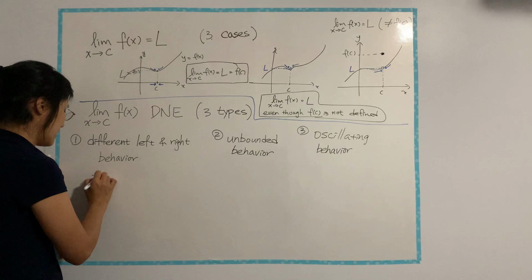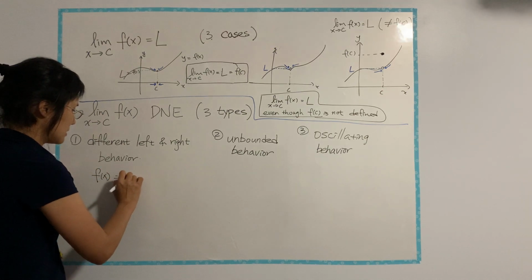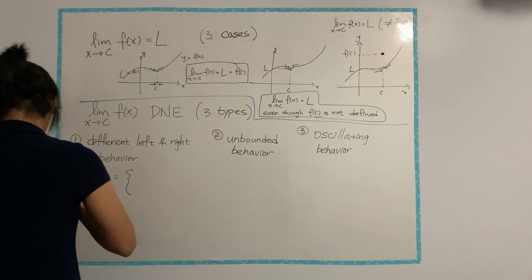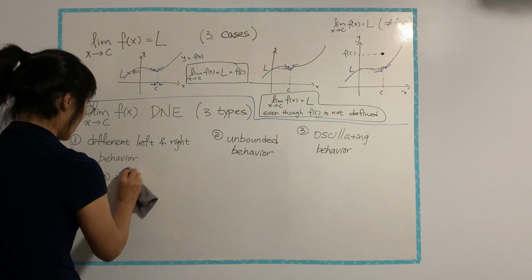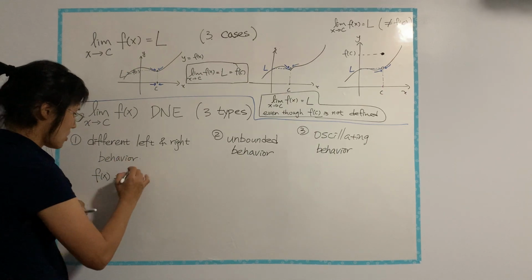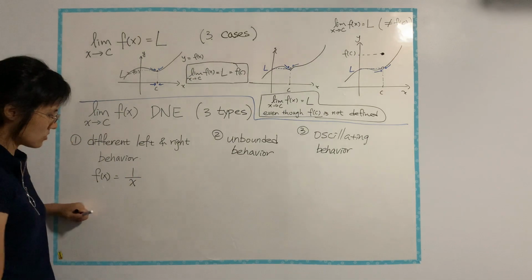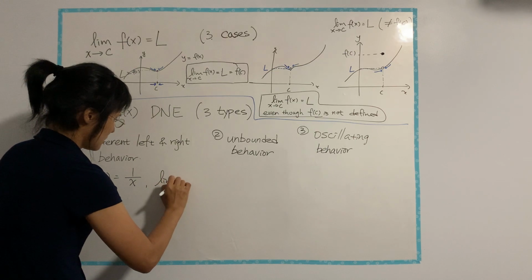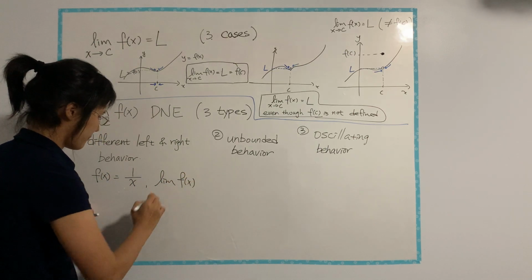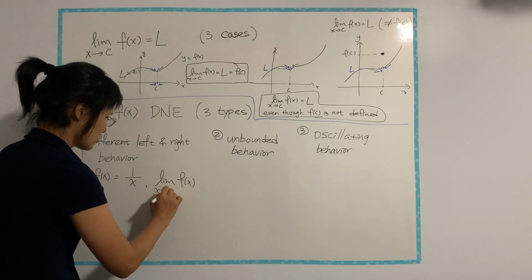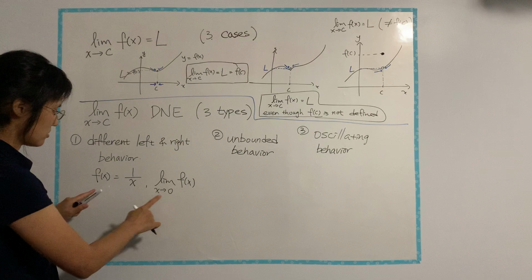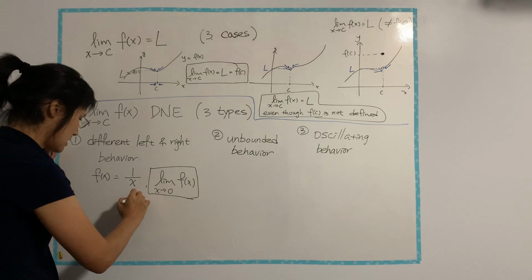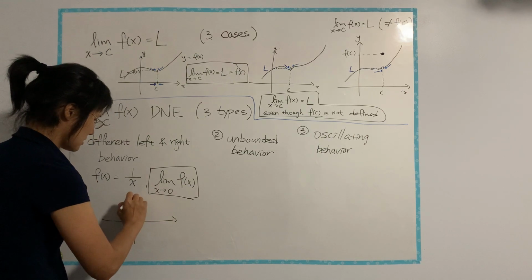So for example, if I have f of x defined as, let's say, actually let me do this. Let's say f of x is defined as 1 over x. Okay, so let's see what do we have. And we wanna look at the limit of f as x approaches 0. Okay, so for this situation, you're gonna see, let's look.